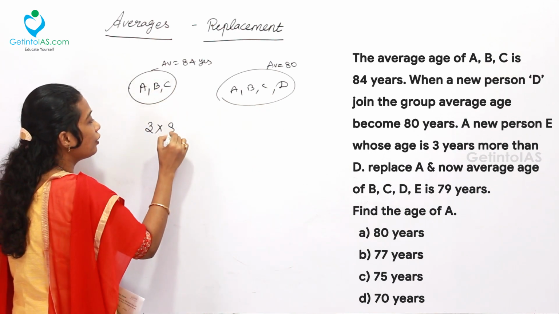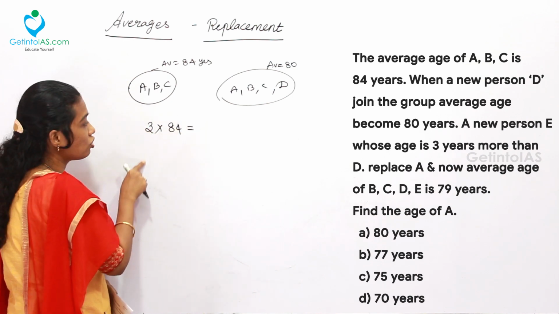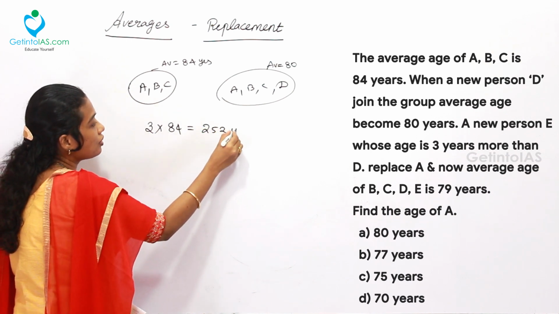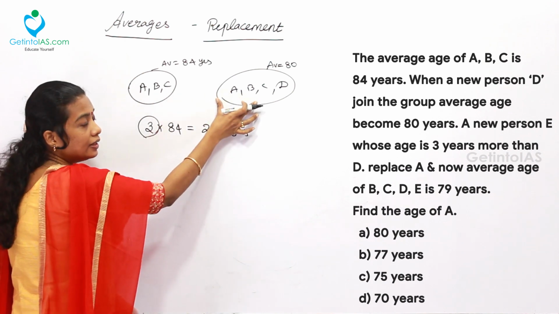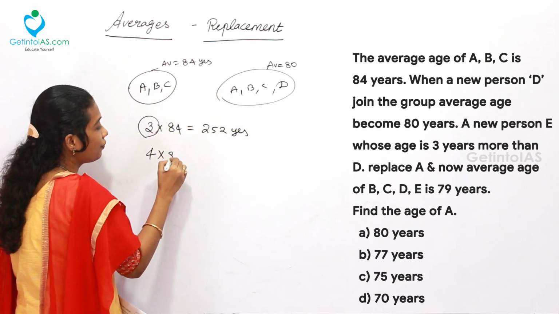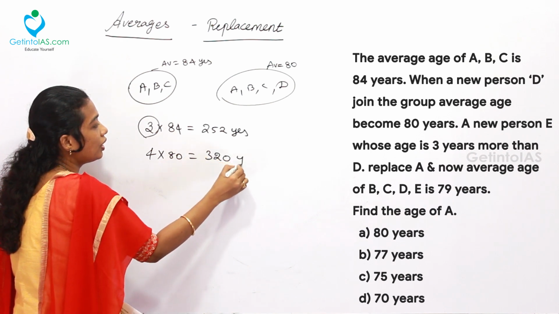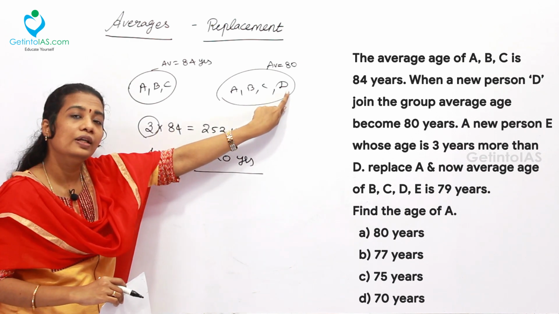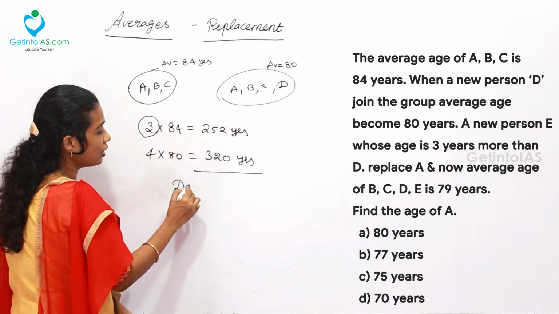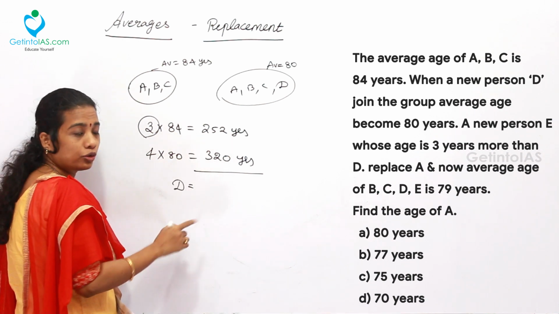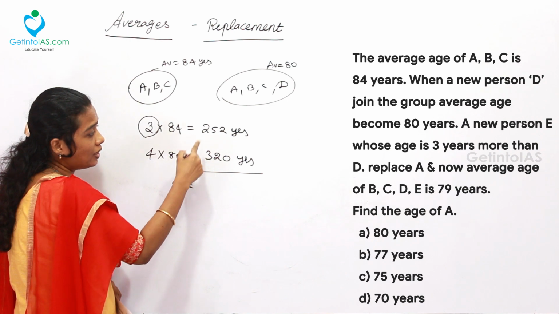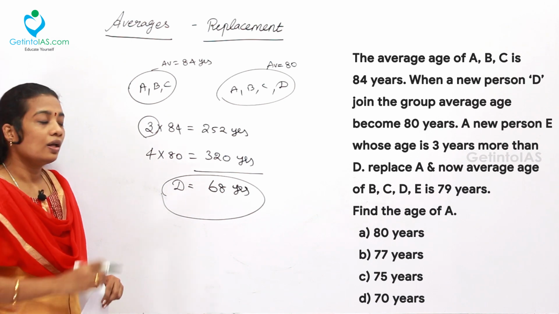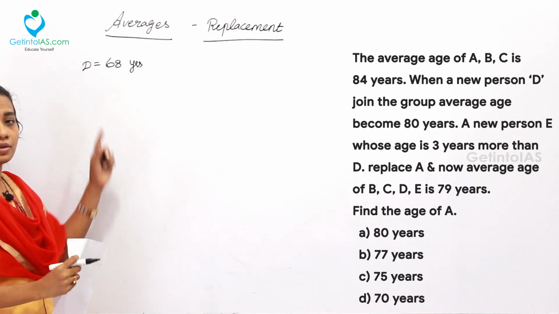3 into 84. What is the sum of the ages? 3 into 84, 240 plus 12, 252 years. While it is coming to 4 members, the average is 80. 4 into 80, 320 years. Here, the difference between these two values will become the age of the finally included person, that is D. So, 320 minus 252, the difference is 68 years. D's age is 68. Let's make a note of it. D's age is 68 years.